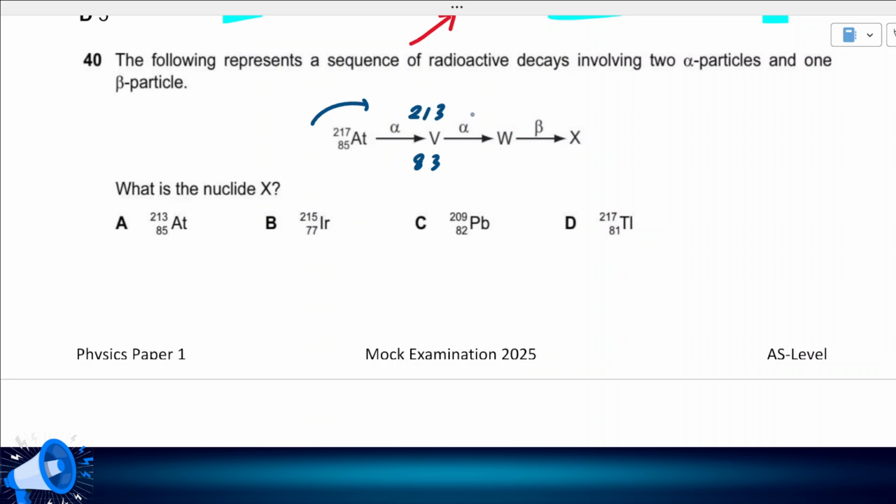Another time, when the alpha particle is released, then the atomic number would have a deficit of 2, and the atomic mass would have a deficit of 4. And lastly, if the beta particle is released, the atomic number would remain same. So the atomic mass would remain same. So we need to pick up the option which has the atomic mass of 209, and the only option is C.